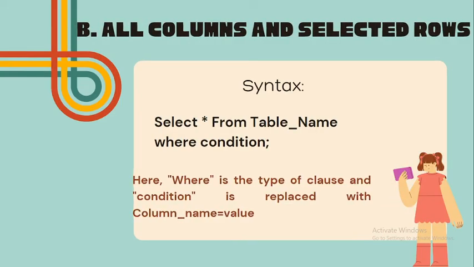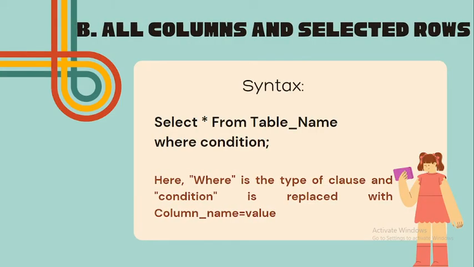Let's go with the second category. The second category is all columns and selected rows. It means all columns, whatever the number of columns there will be in our input table, will be reflected in our output table also. But here, in place of all the records, we will be getting some selected records. For that, we need to write a syntax: select space asterisk space from space table name space where space condition.